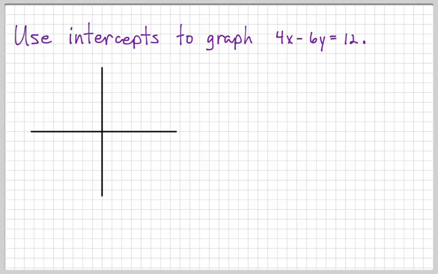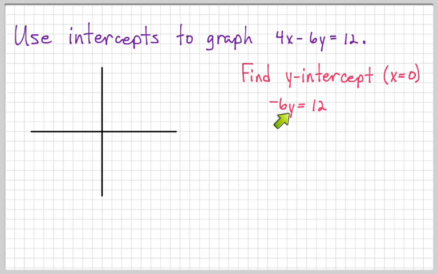So now let's use intercepts to graph 4x minus 6y equals 12. First, we will find the y-intercept, and when you find the y-intercept, you plug in 0 for x. So this entire term becomes 0, and that leaves us with negative 6y equals 12. Now if I divide both sides by negative 6, I get y equals negative 2, which is the y-intercept, and I can go ahead and plot that on my y-axis.